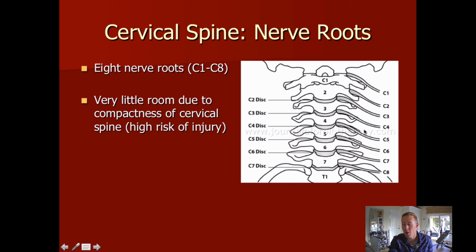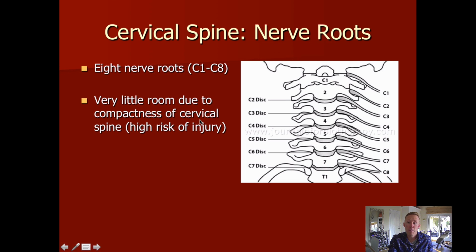C4 and these upper ones will help with the neck muscles, and then these lower ones will start going down in the arm. For instance, C5 is thought to be mostly associated with moving the deltoid, C6 with the elbow flexors, your biceps and things, C7 with the triceps. So those are the primary motor segments for each.